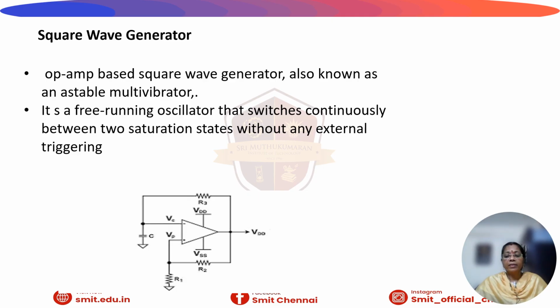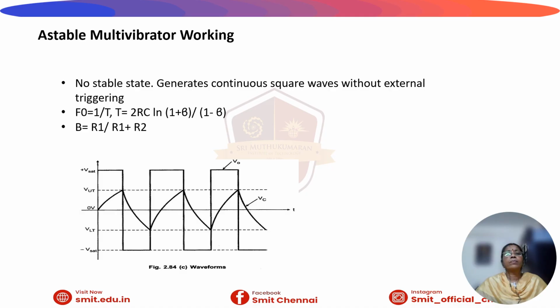The most common circuit is the astable multivibrator. It operates as a Schmitt trigger with an RC timing network. The capacitor charges and discharges between the upper and lower threshold limits of the Schmitt trigger. So the output automatically toggles between positive and negative saturation voltages. When we see the waveform, it shows the charging and discharging time of the capacitor.